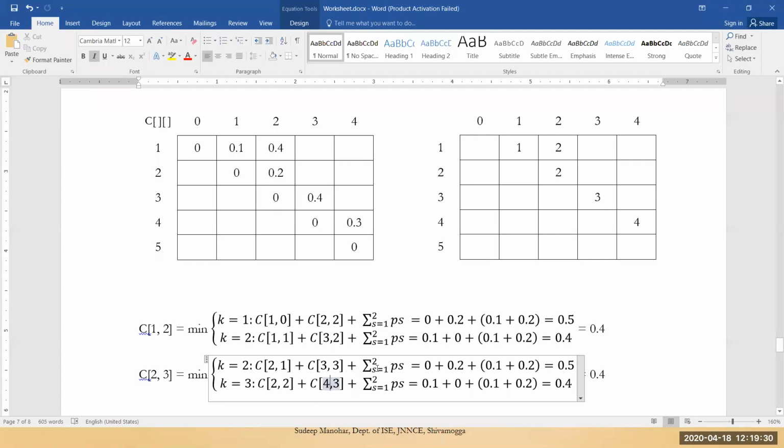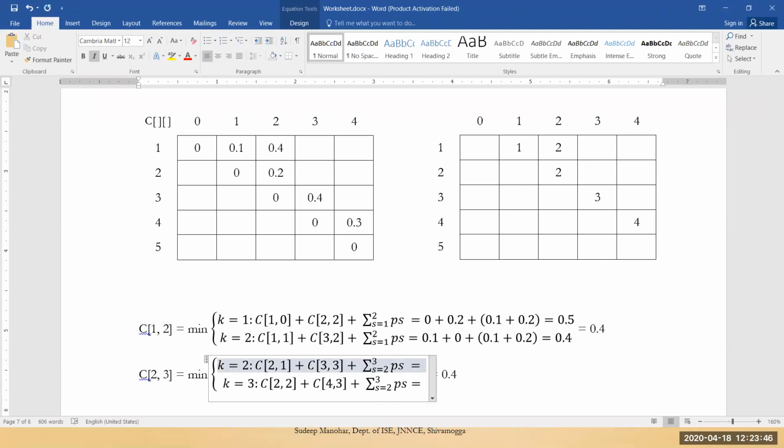Okay, next. So here, what is the range? Range is from 2 to 3. I should update this also. The range is from 2 to 3. I'll update here also the range. So first we'll complete this. K is equal to 2. So what is C of 2 comma 1? C of 2 comma 1 is 0.